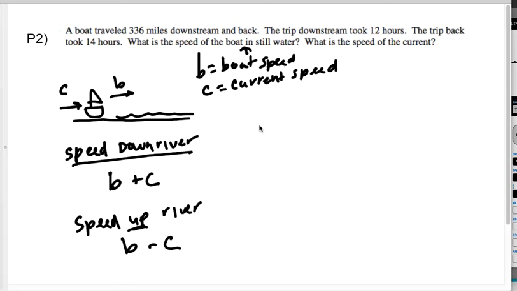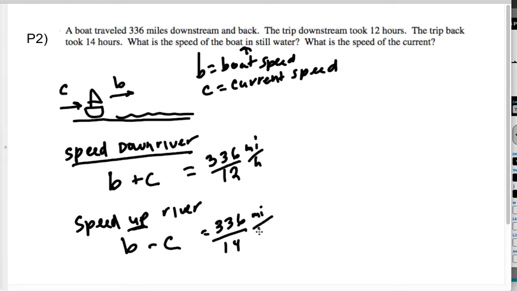It's how fast the water itself is moving. So basically what we know is that the speed downriver was 336 divided by 12, and the speed upriver, fighting your way back, was 336 divided by 14. Because this was miles, and this is miles per hour. That's how far this boat traveled. So essentially, this is the same problem as the airplane problem. It's just that you're not loving the fact that there's this 12 and the 14 on the bottom. There's a couple different ways to deal with that.